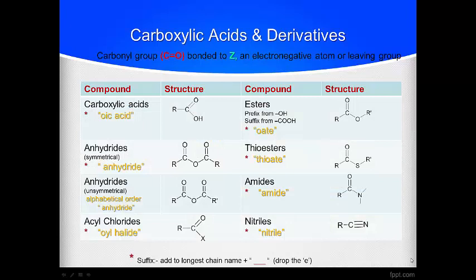So carboxylic acids and the derivatives, so just a refresher on the different derivatives that you can get from carboxylic acids. So you may have seen these in the past. Some of them were mentioned in Chemistry for Living Systems, but we didn't really go into the chemistry. So we've got carboxylic acids, again, which is the carbonyl with an OH, and the suffix on that is oic acid with your naming. We've got anhydrides. So when they're symmetrical, you can just call it an anhydride. When they're unsymmetrical, then you have to do it alphabetically.